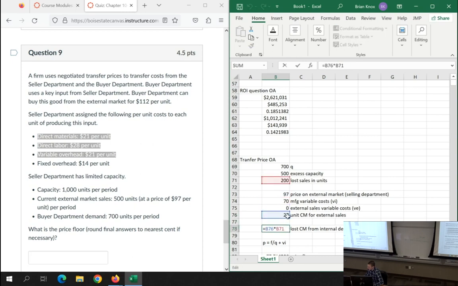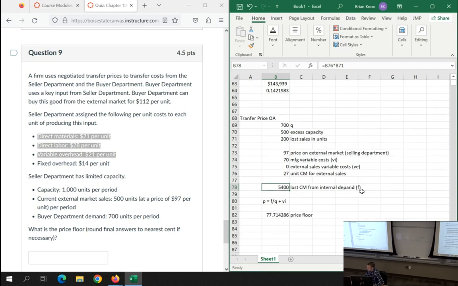We multiply that $27 times the 200 units of lost sales to get the total lost contribution for accepting the buyer department's order of 700 units. So we have $5,400 of lost contribution margin. That's our F, it says over here. And we can put F over Q plus the VI, which is this $70 right here, a sum of 21, 28, and 21. And we end up with a floor of 77.71, it would round to. Yeah, we're going to always ignore fixed costs in these examples, yeah.